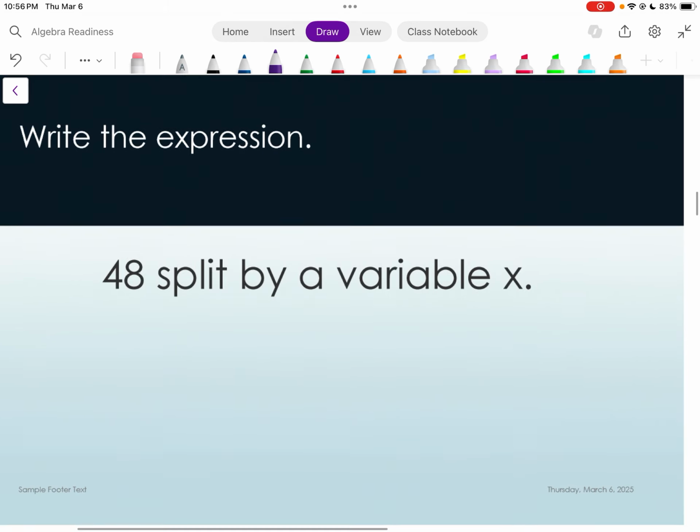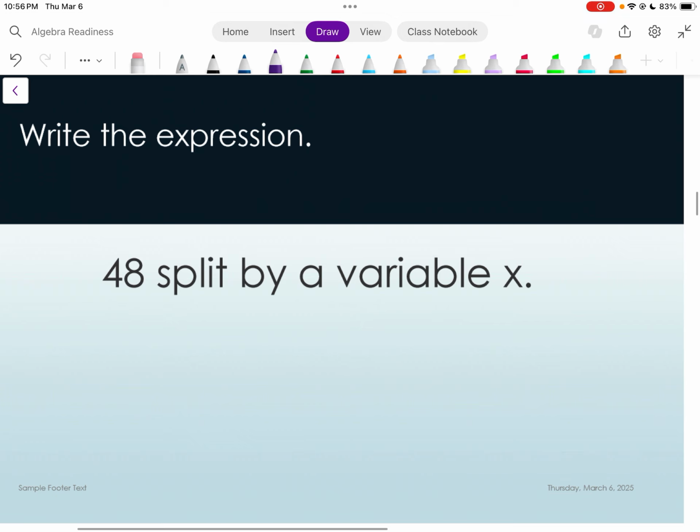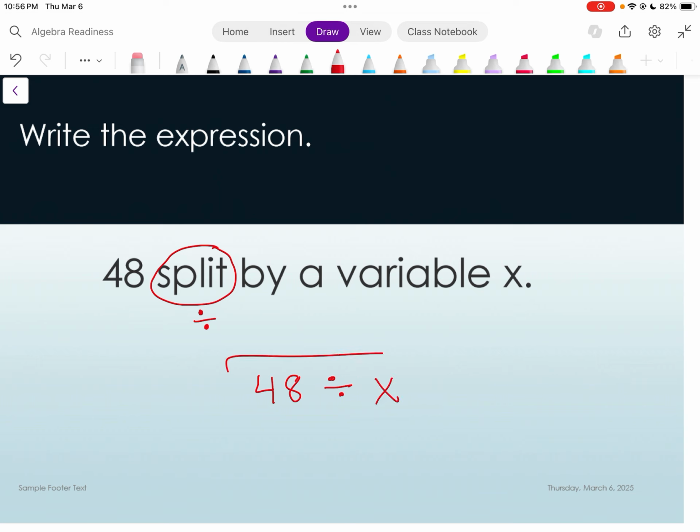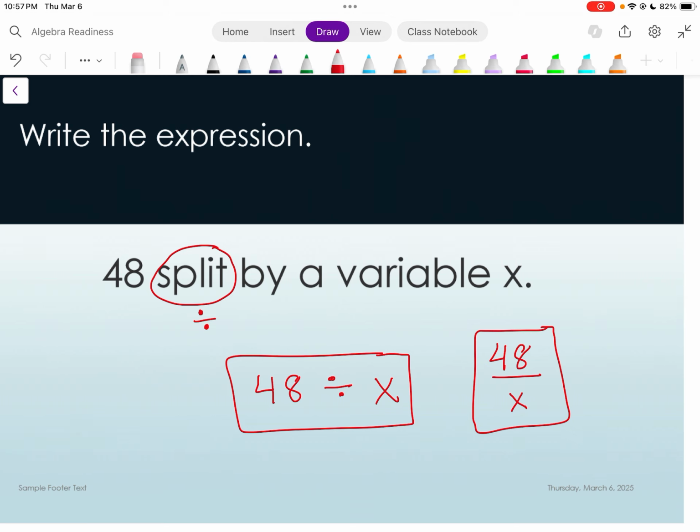Then our next problem, write the expression 48 split by a variable x. The word split was part of our vocab yesterday. Split was part of the definition of more words that could mean division. So for this one, we have 48 that we are dividing or splitting into x, and that would be how you write your expression. With dividing, we can also write it as a fraction, 48 over x.